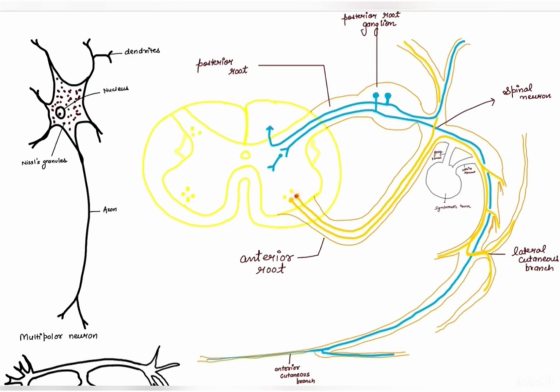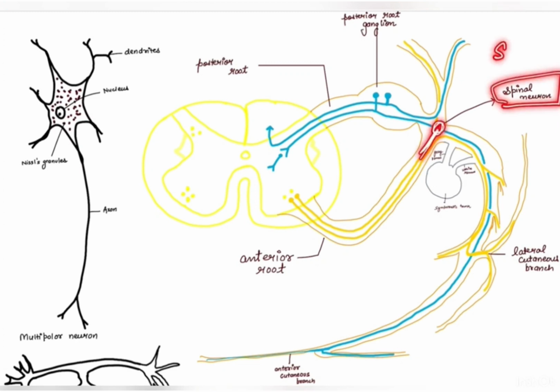Now, the motor component is present in the anterior horn of the spinal cord. So the anterior root arises from the anterior horn, it will join the sensory root after the posterior root ganglion. And when the sensory peripheral process of the sensory column joins with this motor neuron, it forms a spinal neuron.